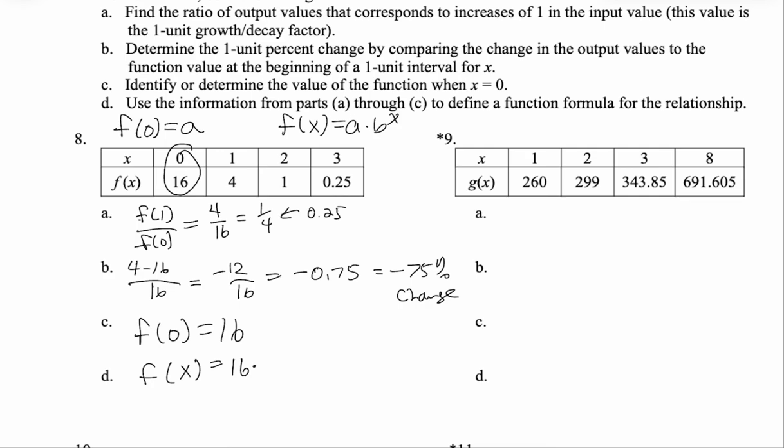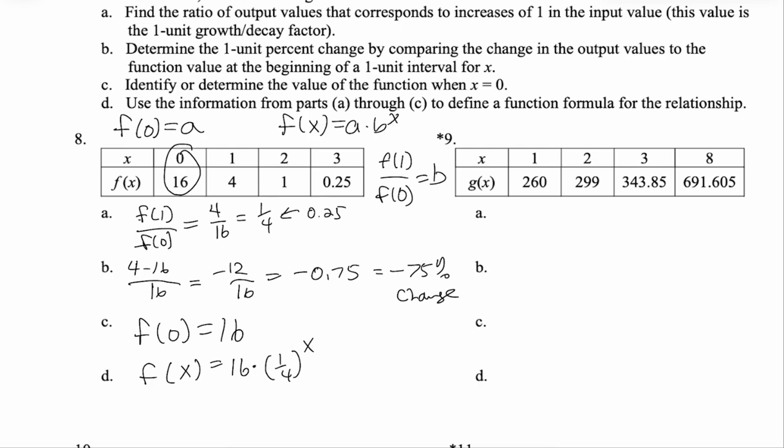This number right here is going to be our B value. So f of 1 divided by f of 0 is always our B value. And so in this case, it's 1/4, and then it's to a power of x. Now, how can we check that we're right? If you plug in 0, you better get 16.